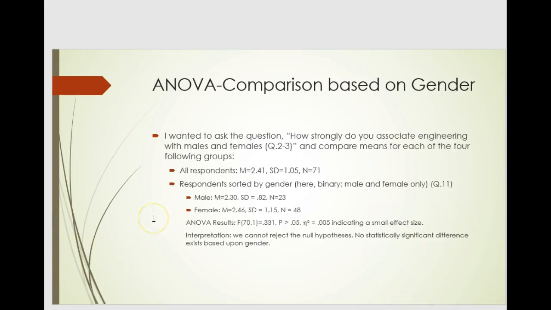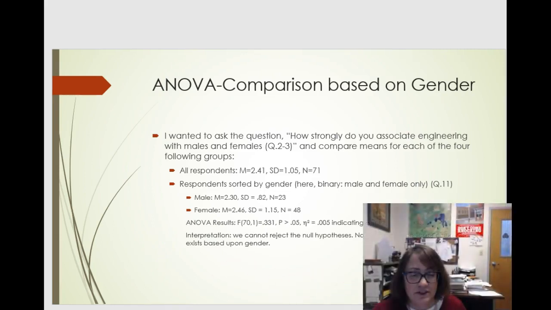Now, the next time I did the same comparison, I took the question, how strongly do you associate engineering with males and females? This time I sorted it by gender. And once again, you can see that females associate it less strongly with being a male-oriented profession than do men. However, my eta score is still extremely small, and my P is greater than 0.05. So the results are not statistically significant. So I cannot reject the null.